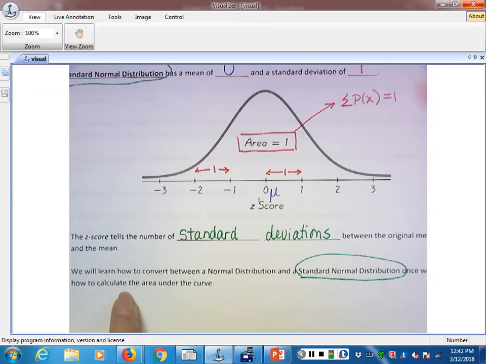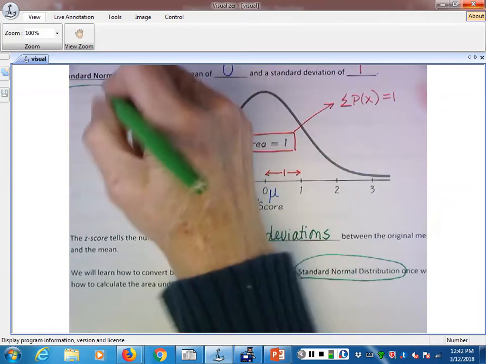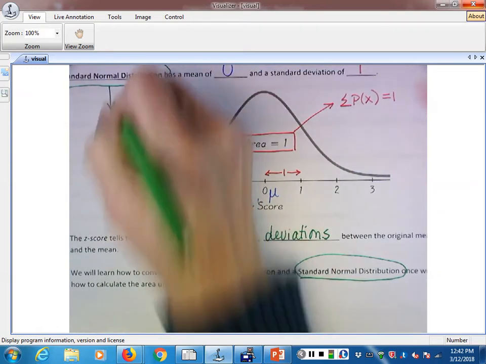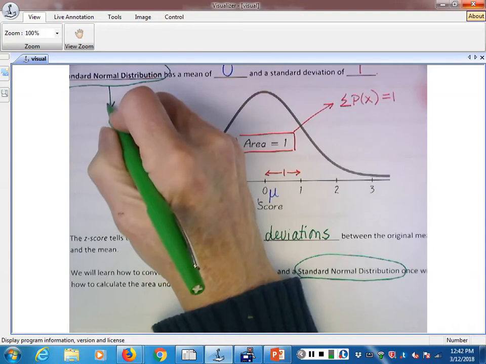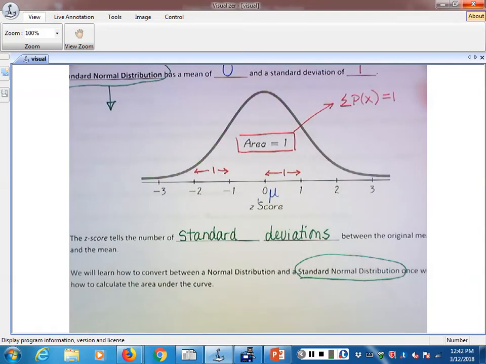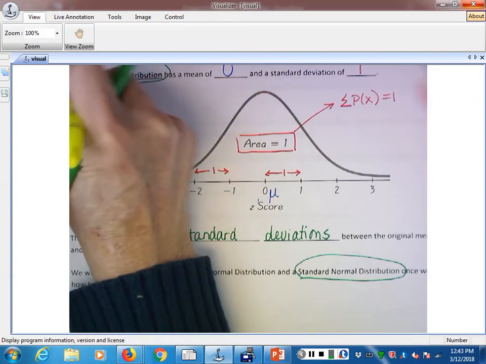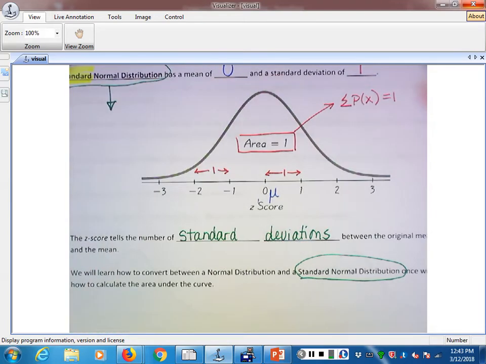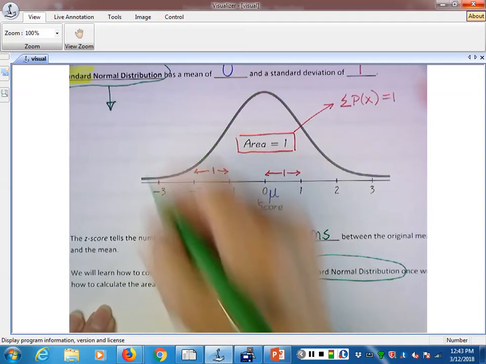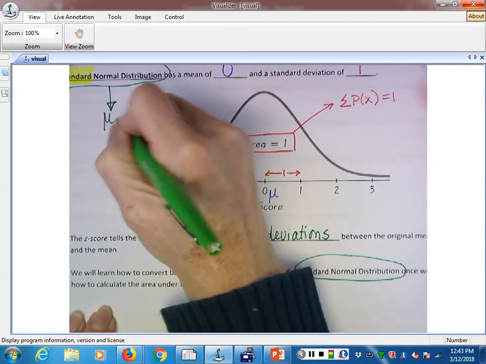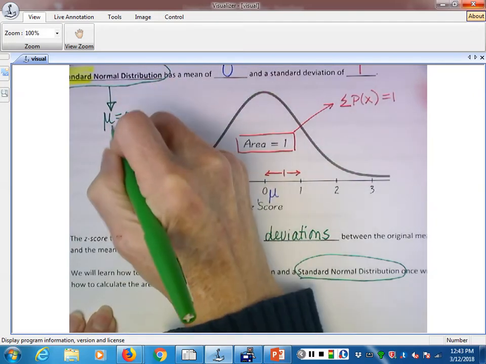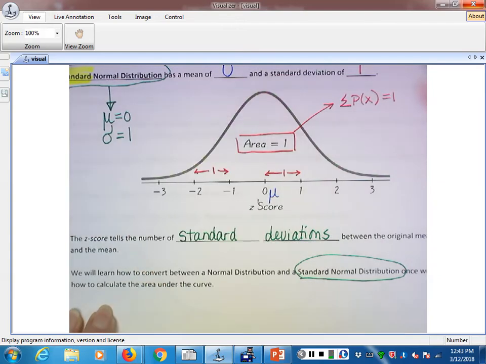One of the things that's absolutely imperative that you remember is that for a normal distribution that is a standard normal, that word standard is very important because it's a way of standardizing things. The standard normal distribution always has a mean of 0 and it always has a standard deviation of 1. Always. That's always going to be the case. So you need to remember that.